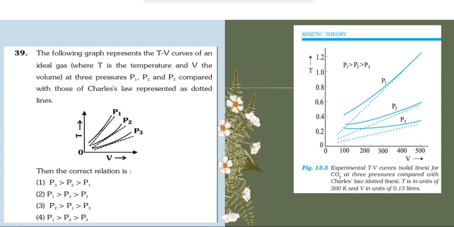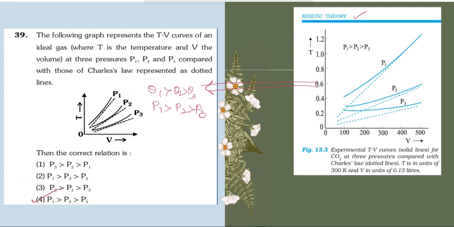Now the next question, just look at this, is from kinetic theory of gases. If you observe, the same graph is repeated, so I need not explain it completely. If it is a TV graph, the slope represents pressure. So theta 1 is greater than theta 2 is greater than theta 3. So the pressure of the first one is greater than the pressure of the second one, which is greater than the pressure of the third one. So it will be the fourth option.